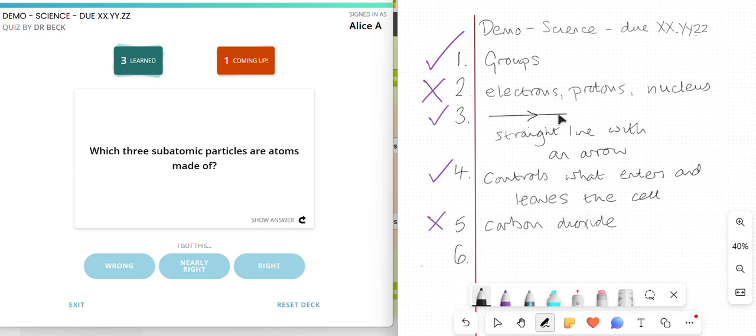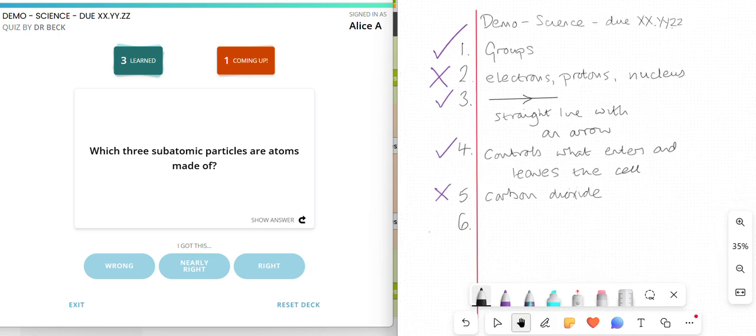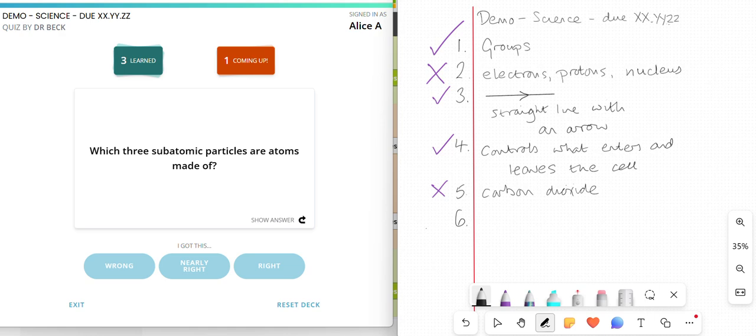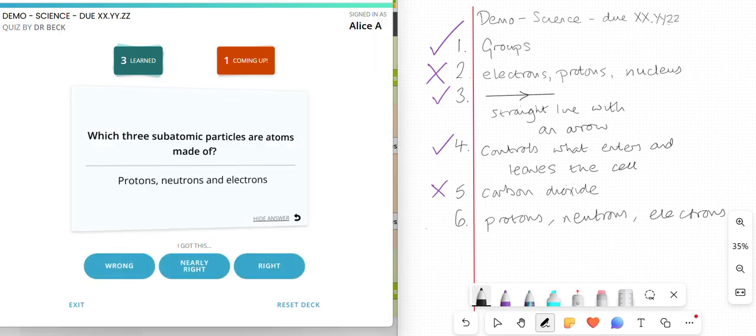So I'm going to write number 6, not number 2. This is now number 6. So the 3 subatomic particles, protons, neutrons, and electrons. Okay, I think I'm confident there, but let's just double check. There we go. In fact, I've got the right order as well. Fabulous. The order doesn't matter. What's correct is the 3 named.